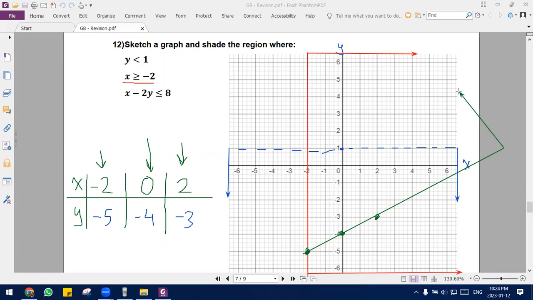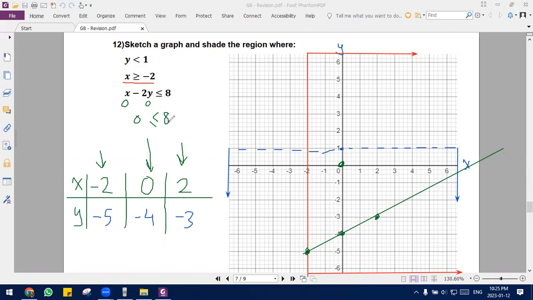How do we know that? As we mentioned before, use 1 point. For me, I always prefer to pick this point. Very easy to use, 0, 0. Let me replace it in the equation. Here we have 0. So 0 minus 0 will give me 0, less than or equal to 8.